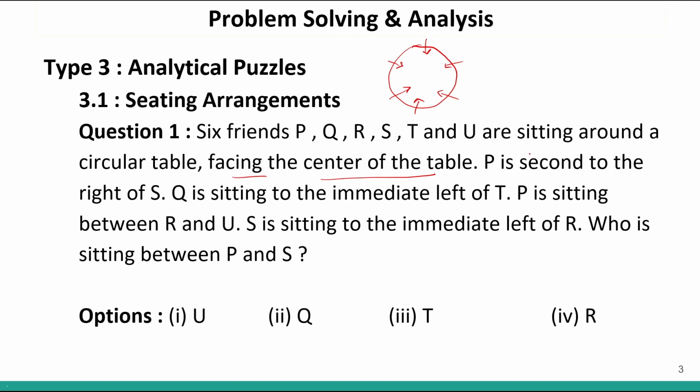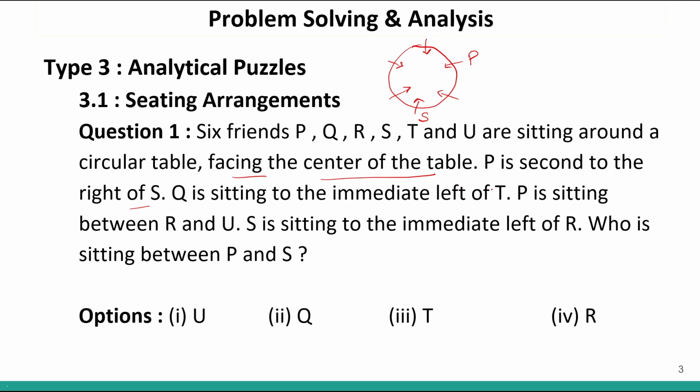P is second to the right of S. So, let's say S is here. S's right will be in which direction? This direction. This will be the direction of right. Assume that you are in the position of S and you are sitting at a table facing inwards. Then towards your right will mean this direction, correct? So P is second to the right of S. So 1, then 2, second to the right of S. So P will be in this position. Then Q is sitting to the immediate left of T.